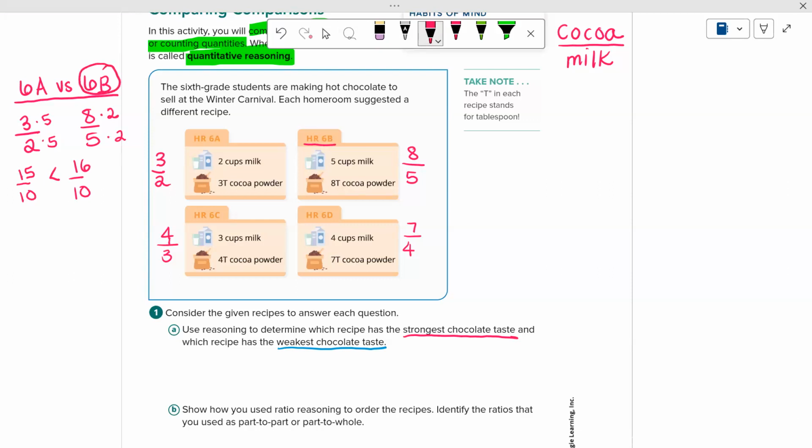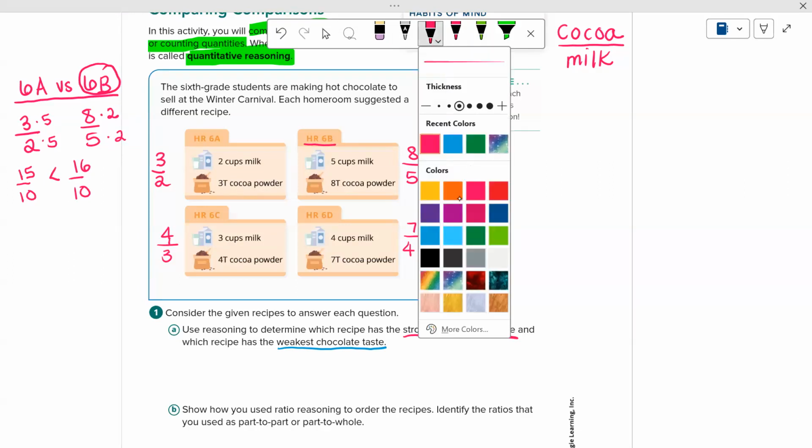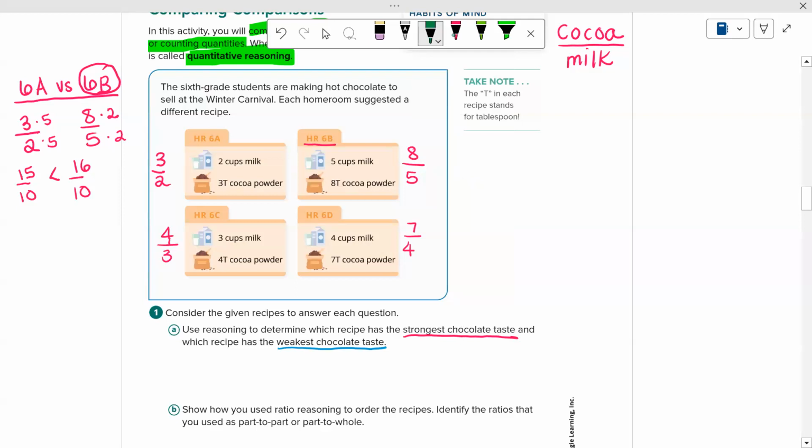So we know homeroom 6A, they don't have the strongest one. Sad day for homeroom 6A. All right, let's do battle number 2. I'm going to do it in green. I love green. All right, red's my favorite color, but I love green too. So this is the other battle to see who goes to the finals.